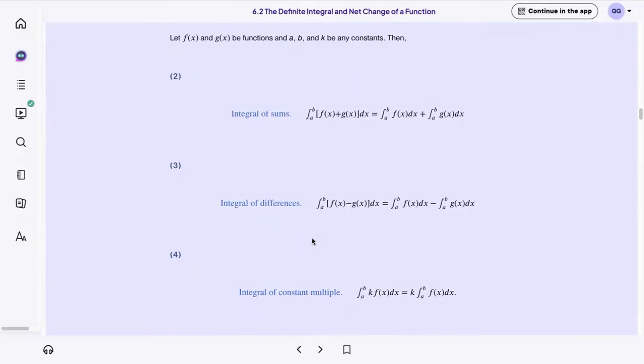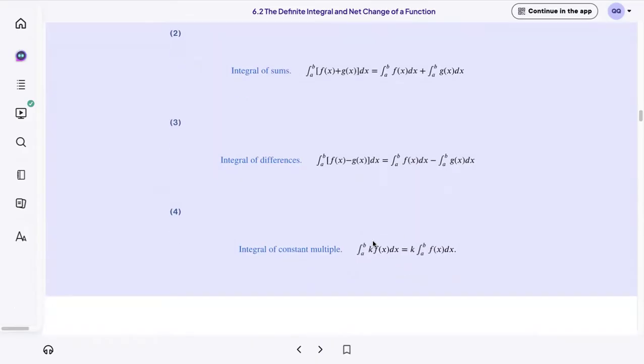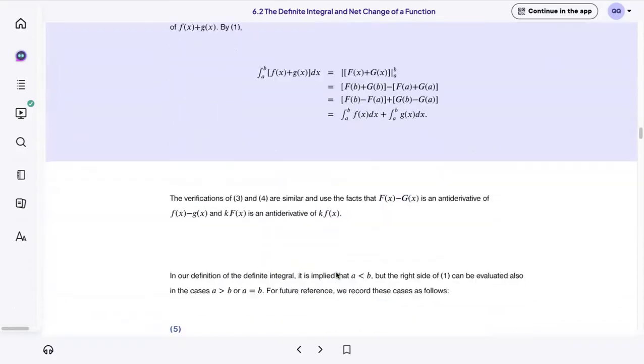It's similar, the properties of definite integrals. If the integral is a summation of two functions, we can split it into two integrals. The difference we can also split. But if there's a scalar inside the integration, we can pull it out.